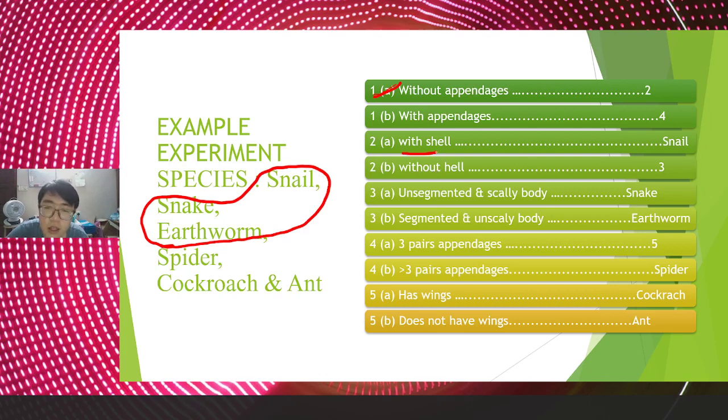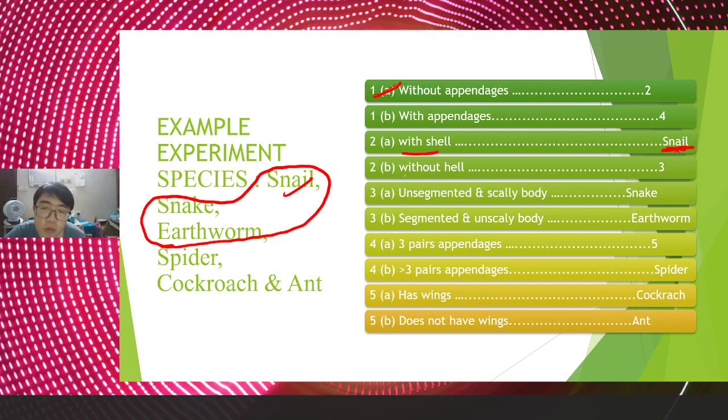Okay, so having shell is actually very easy. Only snail has shell, right? Snake and earthworm do not have shell. So you already know the classification. Snail is the organism that does not have appendage and has shell. So you will know the snail species.